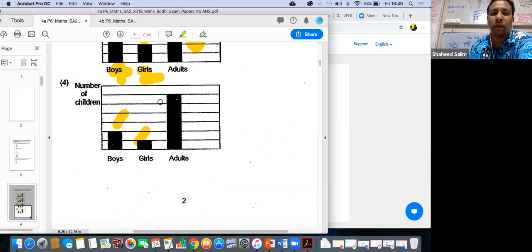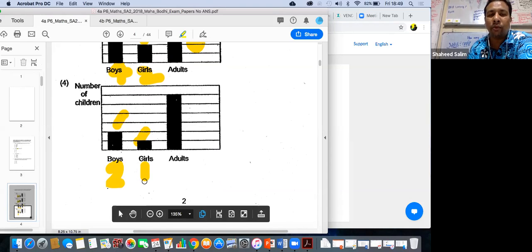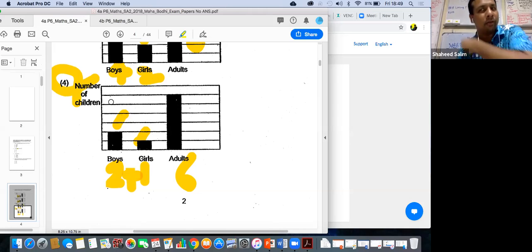Let us go to this one. The boys got 2 units. The girls got 1 unit. And the adults got 1, 2, 3, 4, 5, 6. 6 units here. If you add the boys and girls, you get 3. Yes, adults is 2 times of the children. And the answer is number 4. Do you get it? You understand?